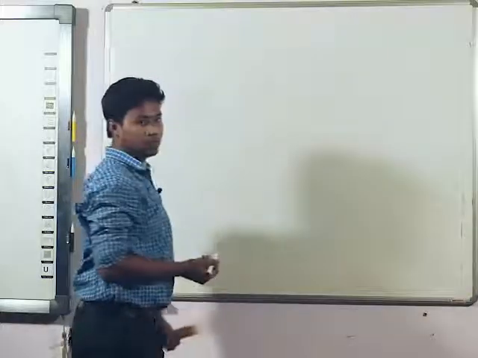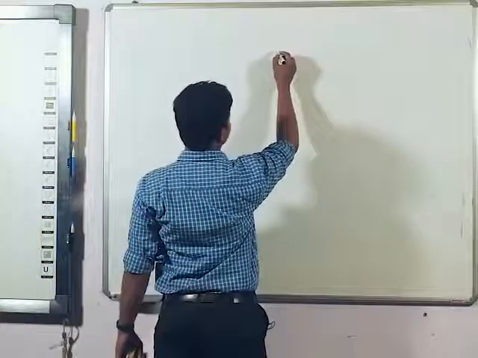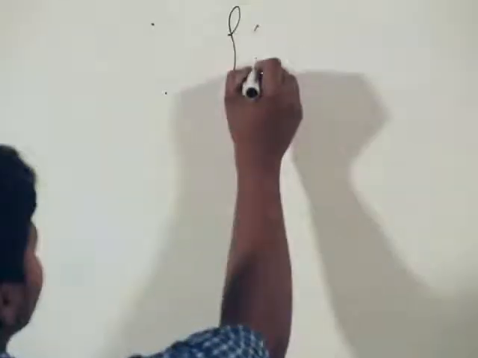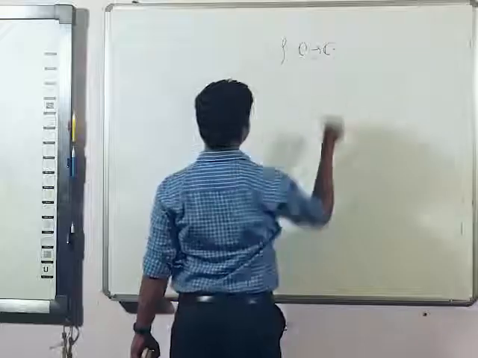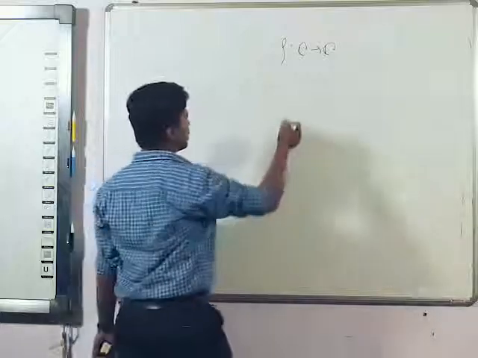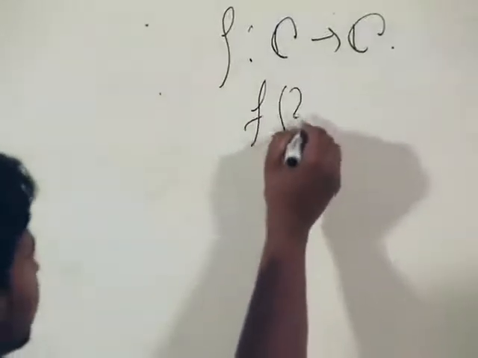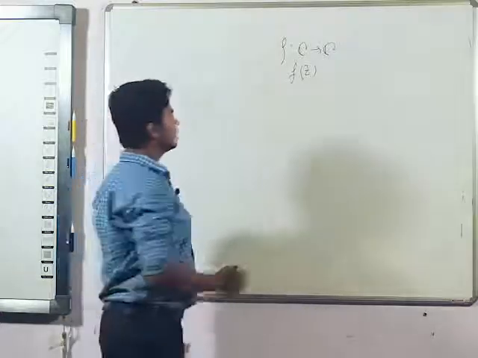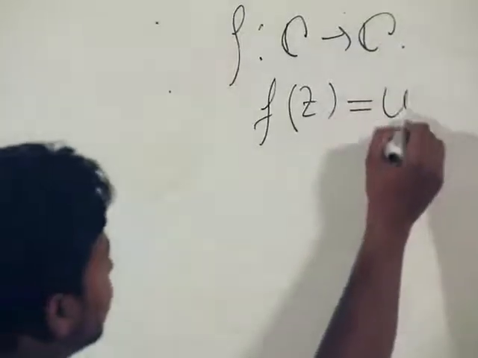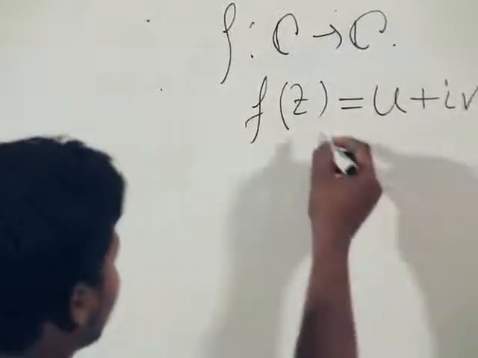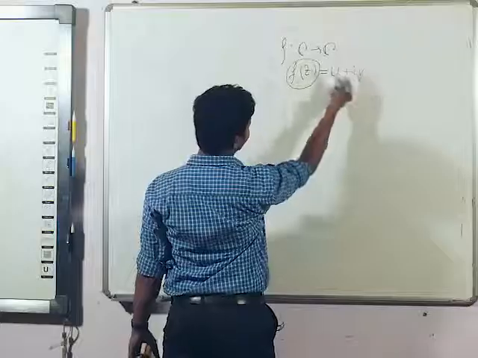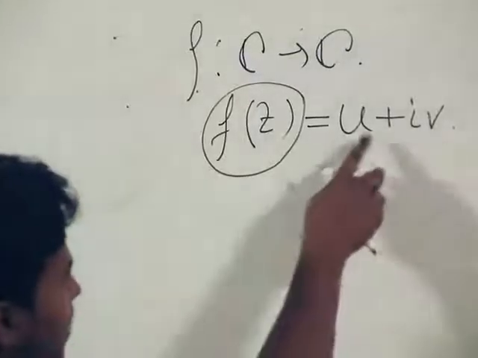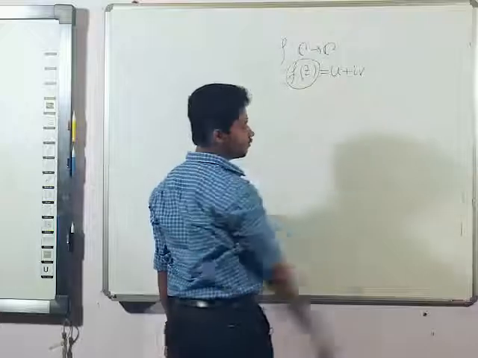If we start with any complex valued function f from C to C, that is, we will introduce f(z). f(z) is a complex valued function of a complex variable. It will be u plus iv. Since f(z), the image of f, will be a complex number, it can be written as u plus iv. That means u is the real part and v is the imaginary part.